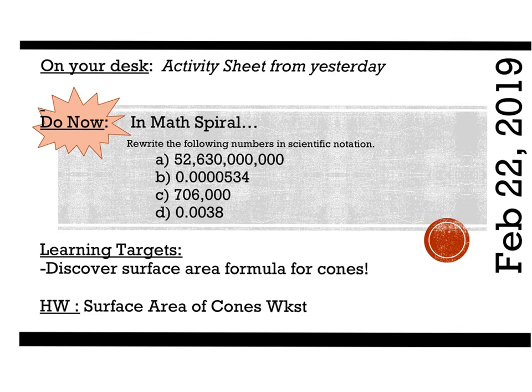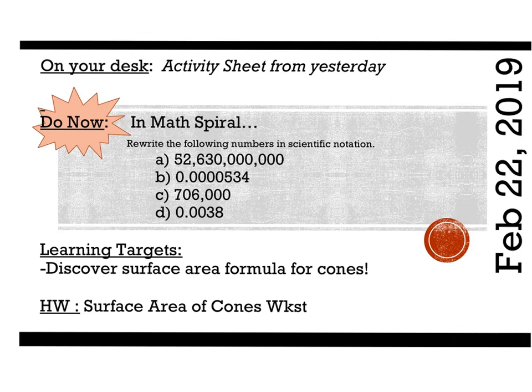On your desk, just to get started, you need your activity sheet from yesterday so that you can use that as a reference tool today if you need it as you move forward with today's notes. But first, go ahead and work in your math spiral on your bell work. Today we're rewriting the following numbers in scientific notation. This is based off of the bell work we did yesterday.